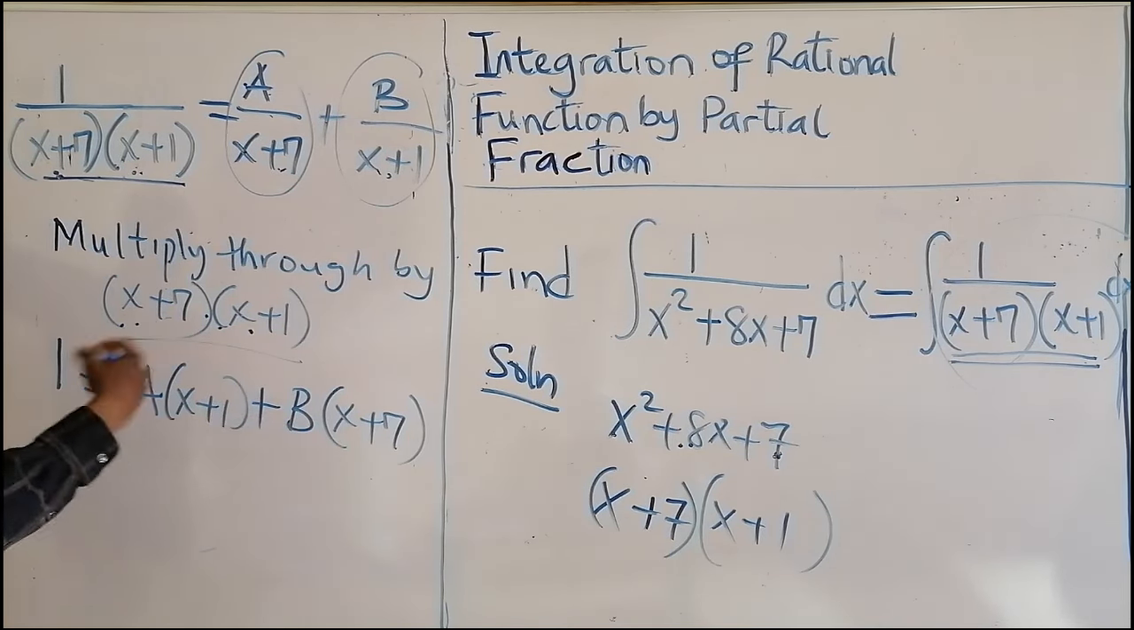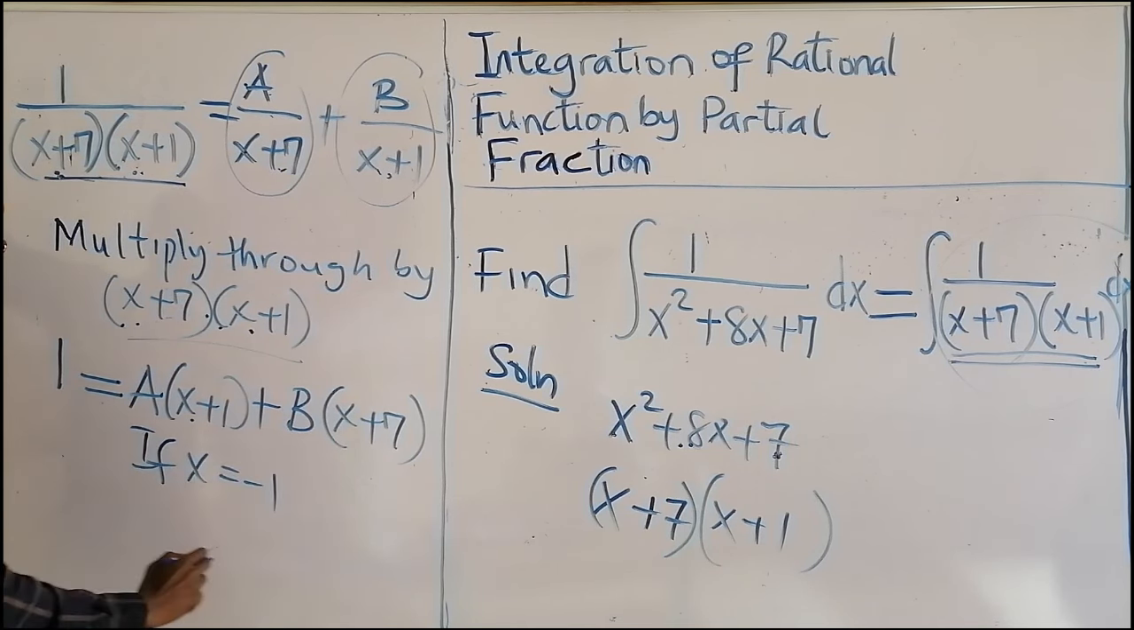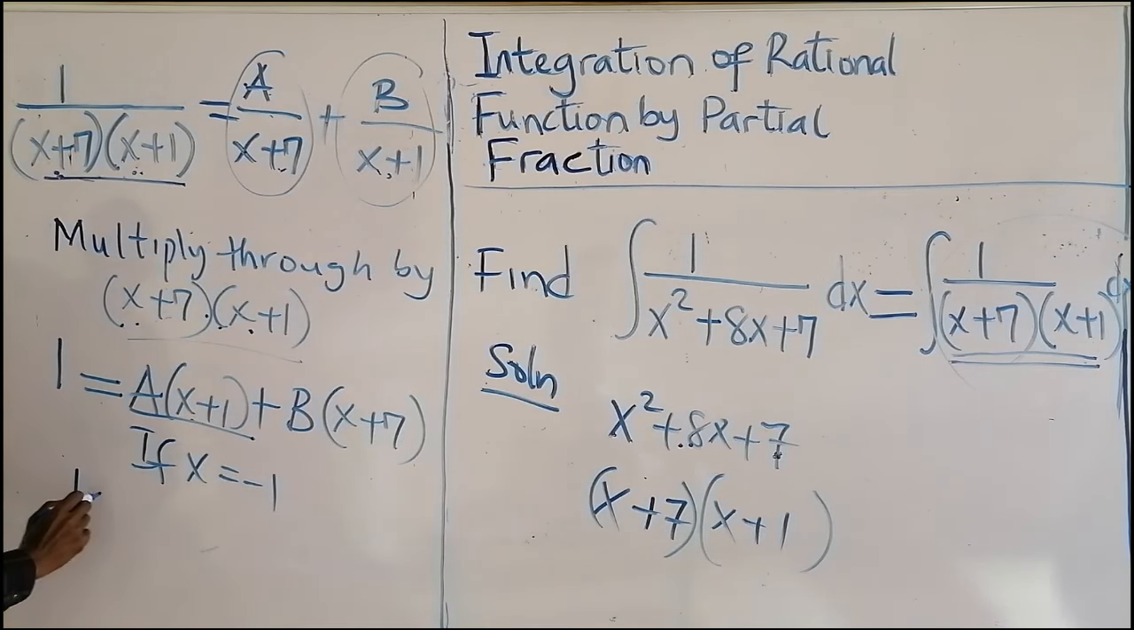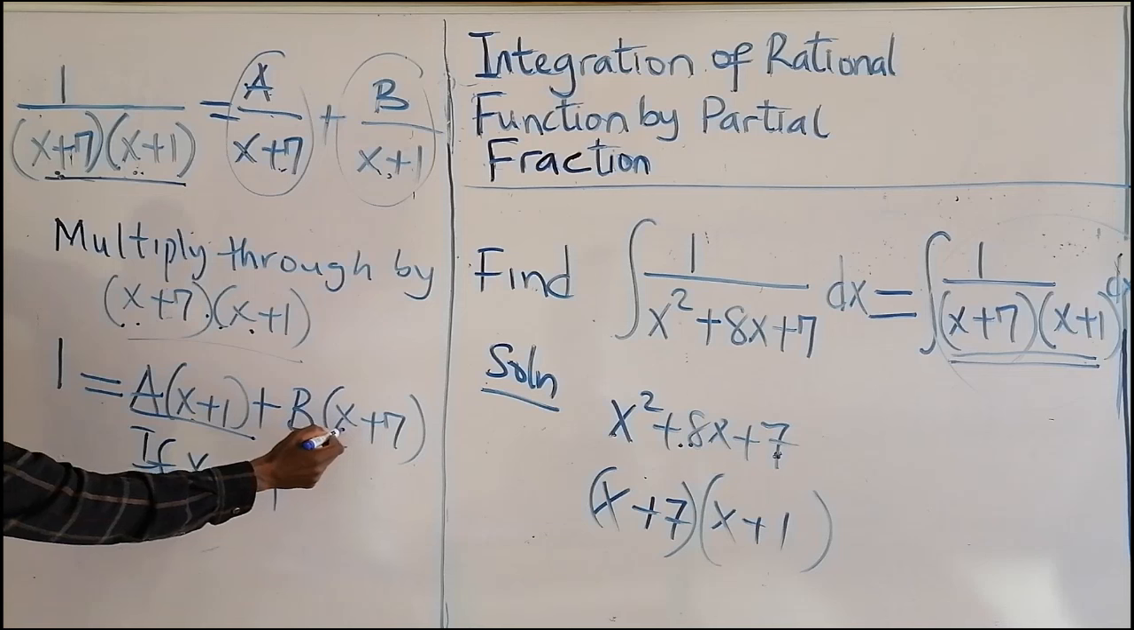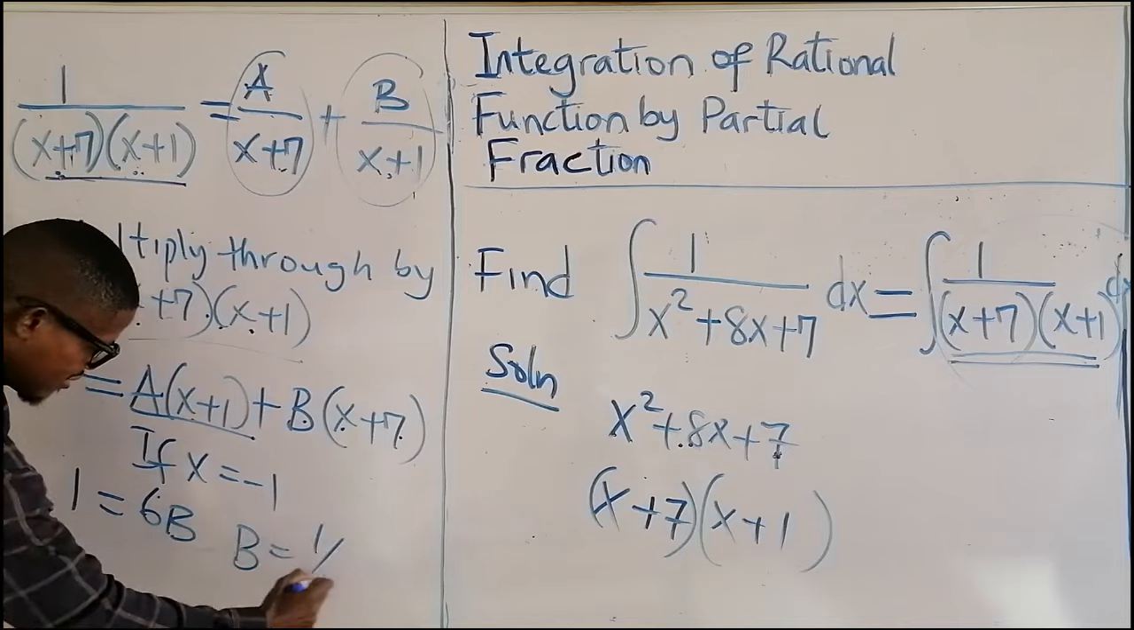Let's look at the integers we can use here. I'm going to start with minus 1. If x is minus 1, this expression will cancel, then I can generate my B. So 1 on the left equals minus 1 plus 7, that's 6, times B. That's 6B. So B is 1 over 6.